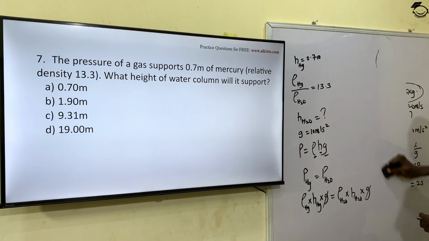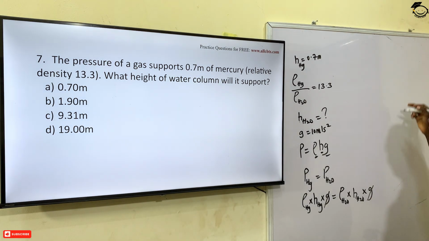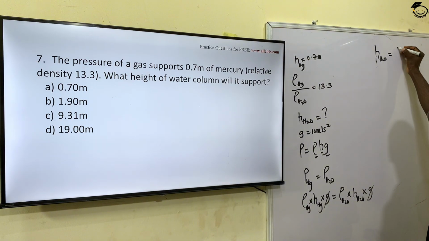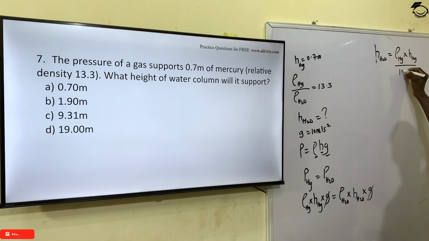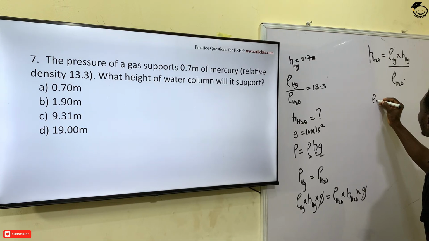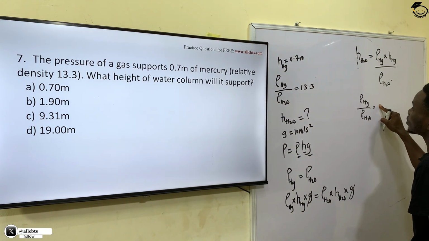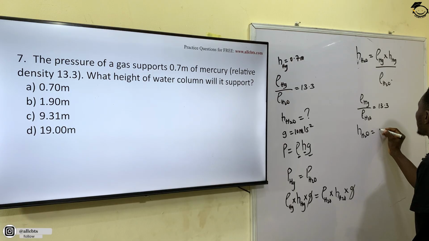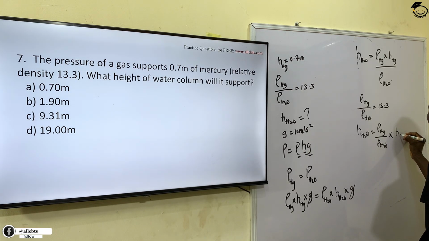This means that, since I'm looking for the height of the water, the height of the water, H2O, will be equal to the density of the mercury times the height of the mercury divided by the density of water. But I know that the density of mercury over the density of water is equal to the relative density, which is 13.3. So the height of the H2O will be equal to the relative density, that of mercury over that of water, times the height of the mercury.